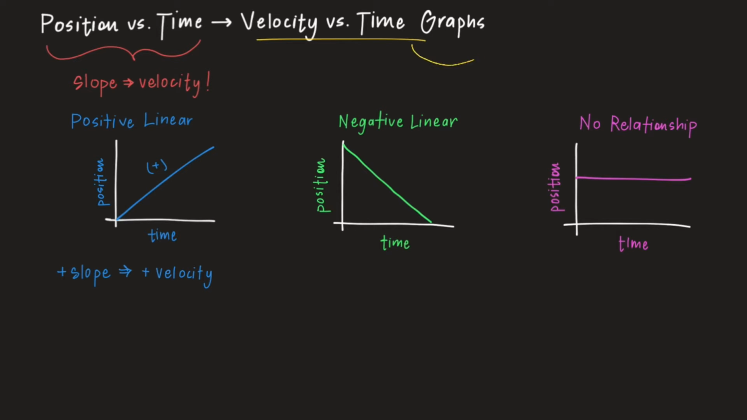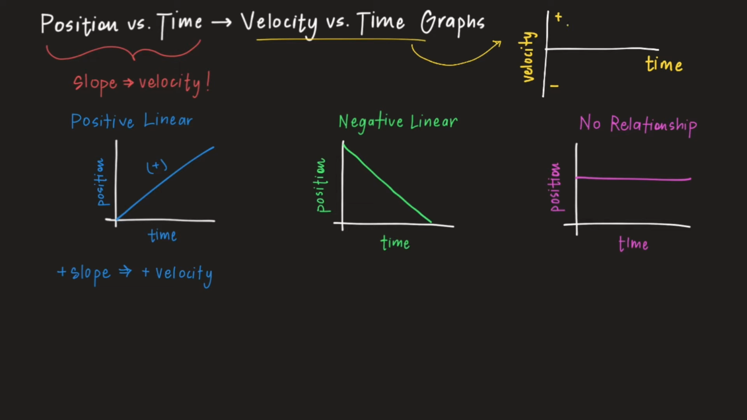A velocity versus time graph is set up very similar to a position versus time graph, in that we're going to put the velocity on the y-axis and the time on the x-axis. Okay, the reason why I draw it a little bit different though is because we have to account that we might have positive or negative velocities. So we have to have that negative y-axis.